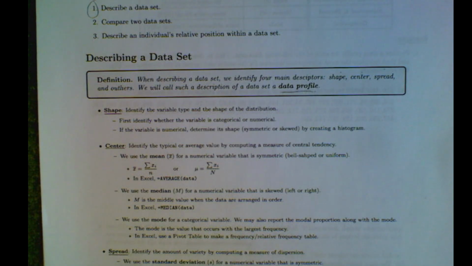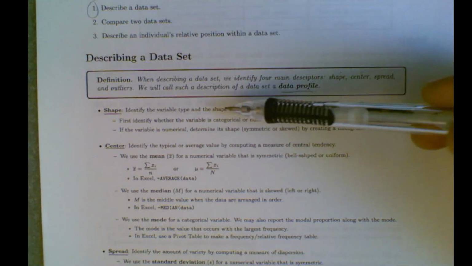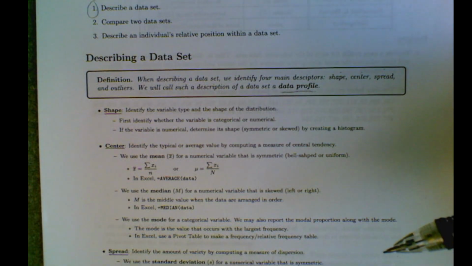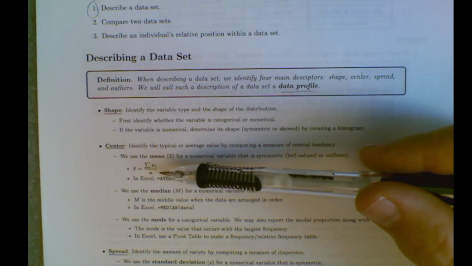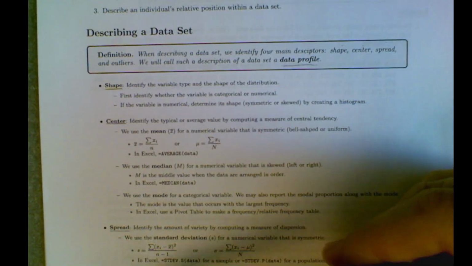Now, if the data are categorical, then we may still want to make a bar chart, right, to get a sense for what the distribution looks like for that data, but we won't talk about the shape of the distribution so much. Now, once we've identified the shape of the distribution, that will have an effect on the measures that we report for the center and the spread.